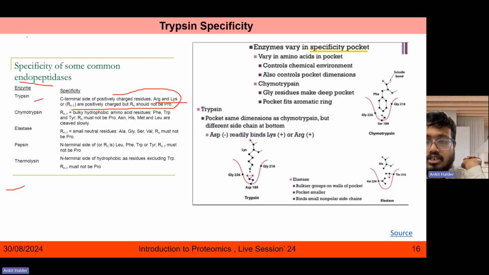So enzymes vary in specificity. What happens is that they vary in the amino acids in the pocket, which controls the chemical environment.